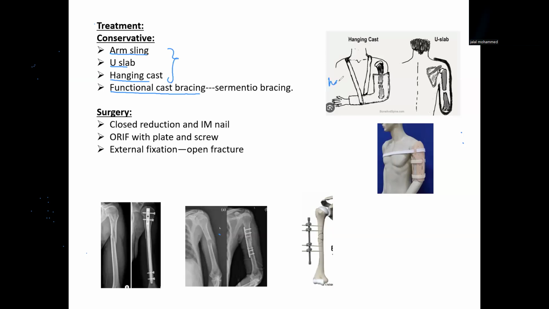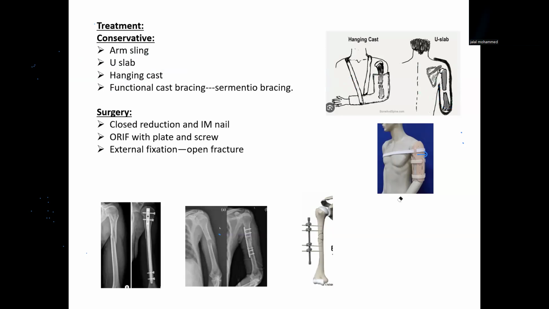So this is your hanging cast. This is your U slab. It is in the form of a U, so it's called a U slab. Or this is called a Sarmiento brace. So these are the various methods by which we can manage the humerus fracture conservatively.